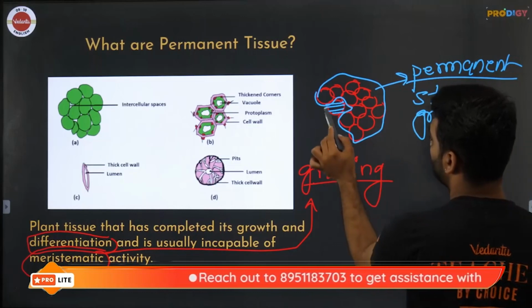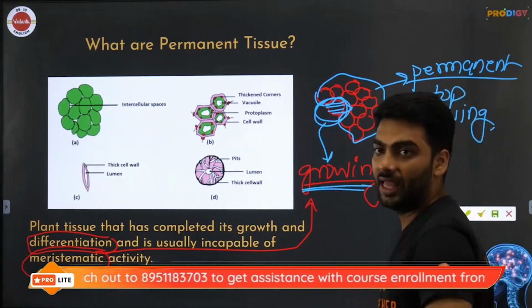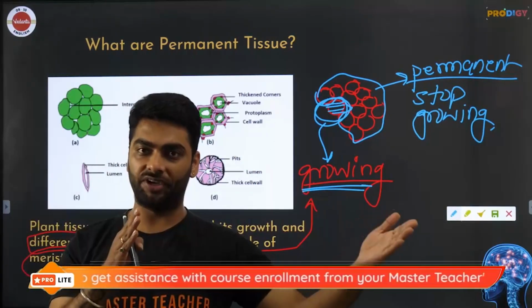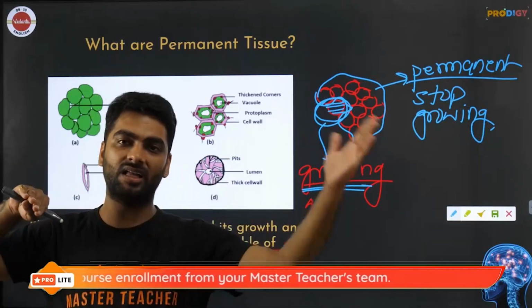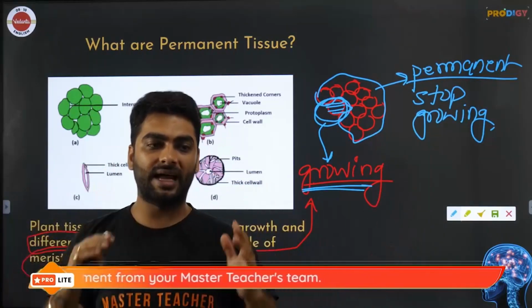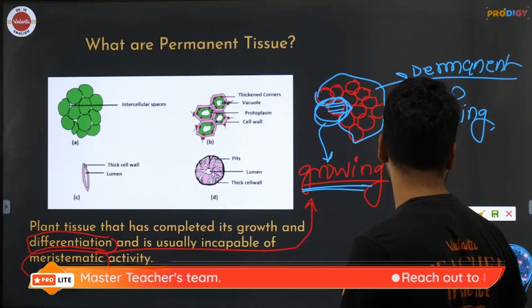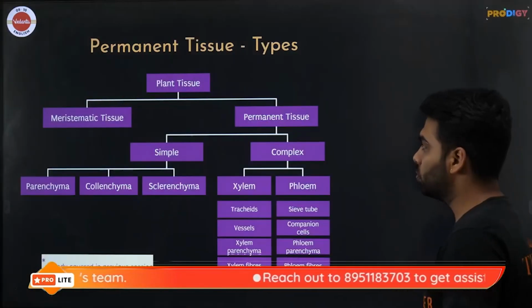Whereas this one cell will continue growth. This process, where a group of cells become different and only one remains meristematic while the others turn permanent, is called differentiation. We will be learning in detail about these different tissues.